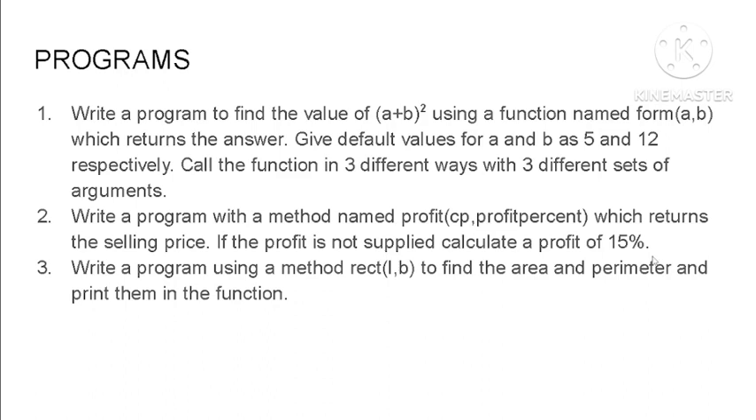Write a program to find the value of (a plus b) whole square using a function named form(a, b), which returns the answer. Give default values for a and b as 5 and 12. Call the function in three different ways with three different sets of arguments. So let us see how to write this program.